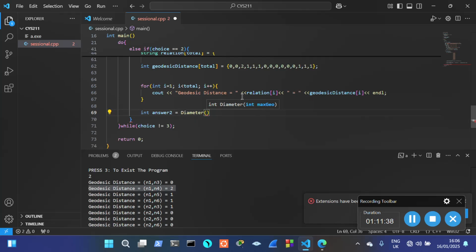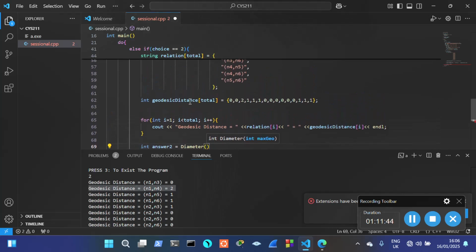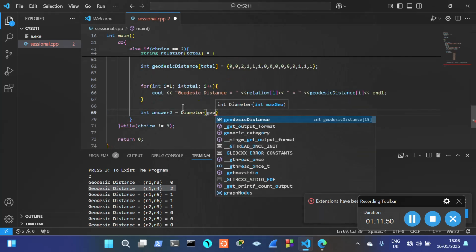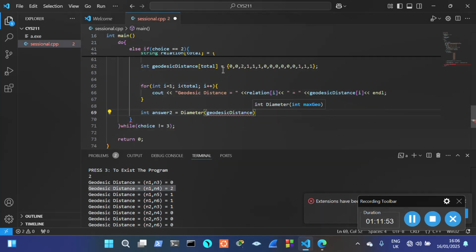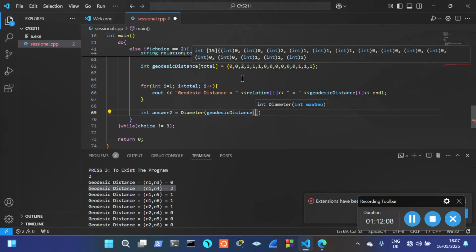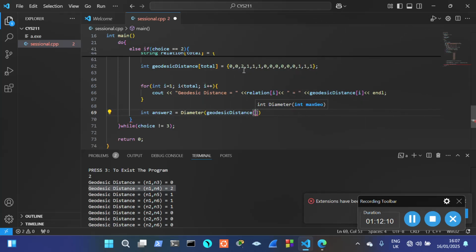Now we don't have a variable which supports the geodesic distance, but we have these things such as geodesic distances, okay? So this geodesic distances is an array. So this particular array, we need to make sure what's the position for this particular value, which is 2, to give us the diameter. If you can see, it's at position 0, 1, 2. Based on an array, we start counting at 0. So I'll say 2.